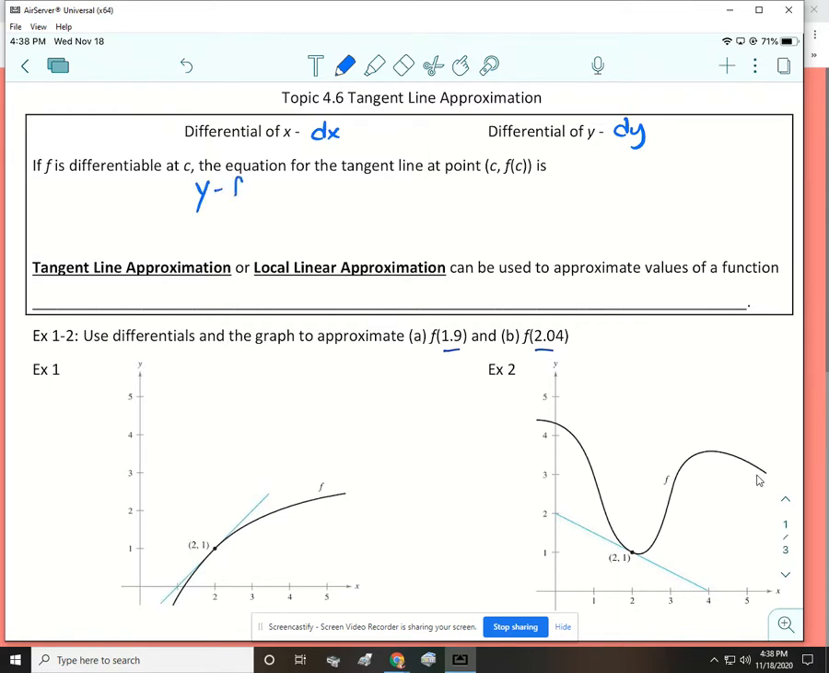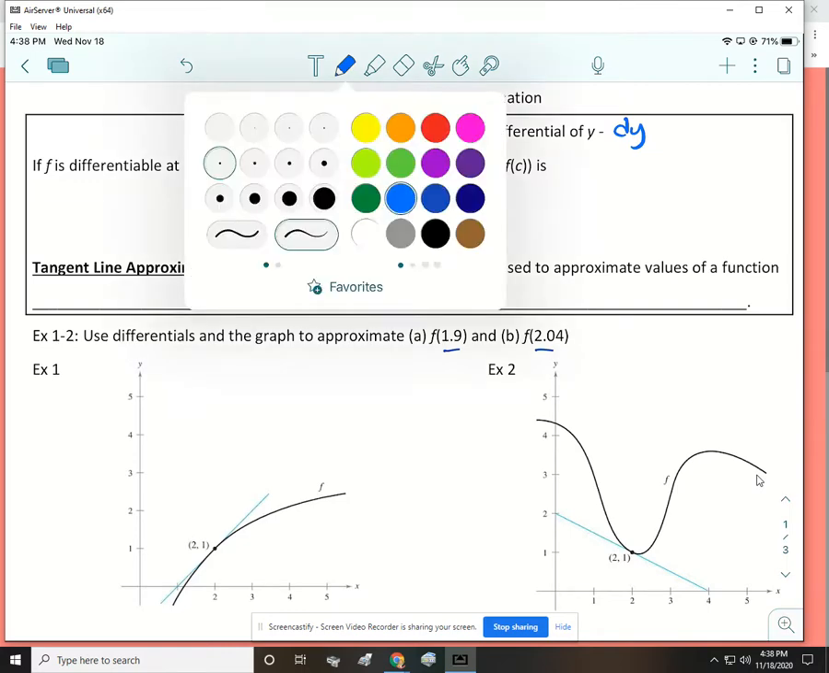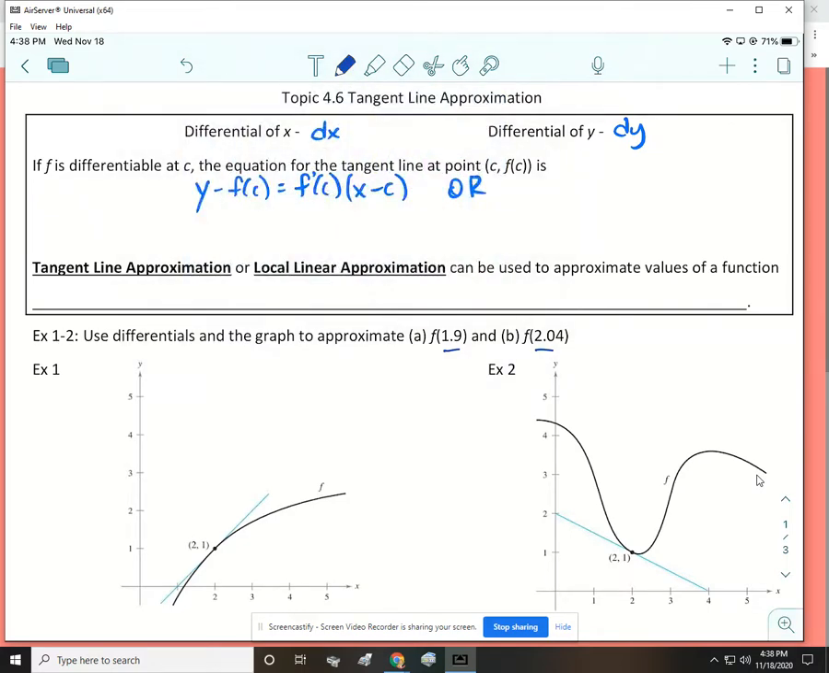So we would do y minus y, but in this case, y is represented as f of c, is equal to the slope, which is f prime of c, times x minus c. All right, and then a lot of times, just to save some time, we would move that f of c over so it's solved for y, because we're going to actually use it. We're going to plug values in. So sometimes today, instead of doing just the traditional point slope, I'm going to use this notation, but it really is the tangent line.